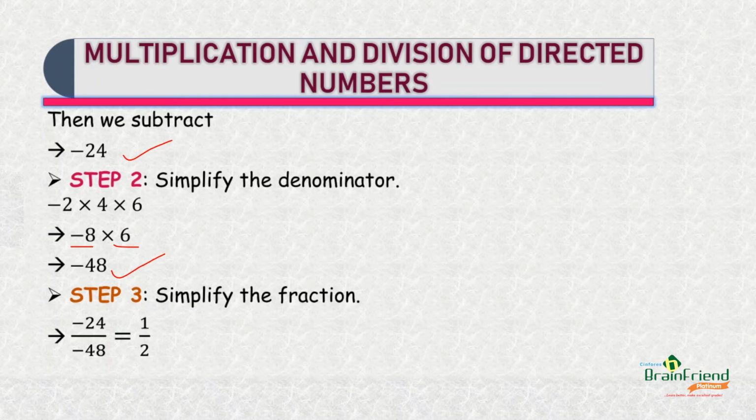And the final step, we simplify the fraction. So we take our numerator minus 24 over our denominator minus 48. Minus 24 divided by minus 48 will give us 1 over 2, because minus divided by minus will give us a positive number.